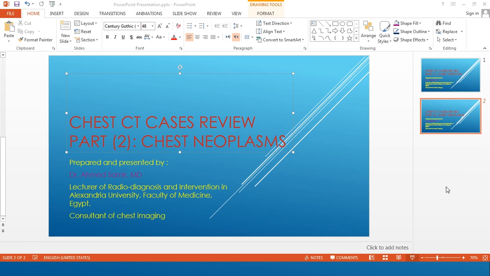Good morning everyone. Today we have part 2 of our chest CT cases review. We will discuss two cases of common chest neoplasms.